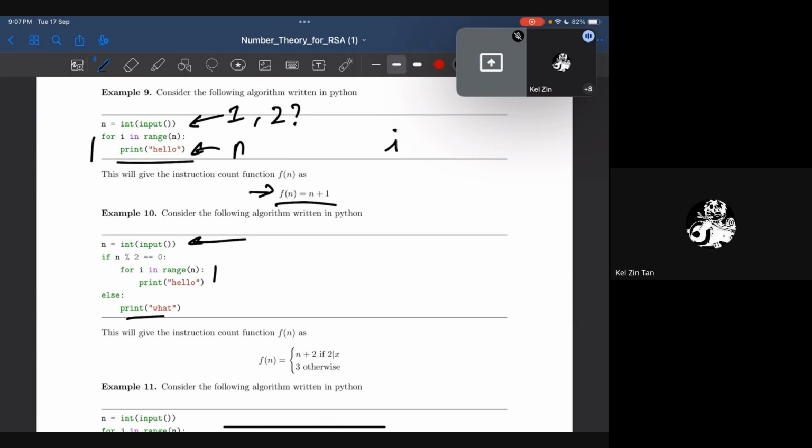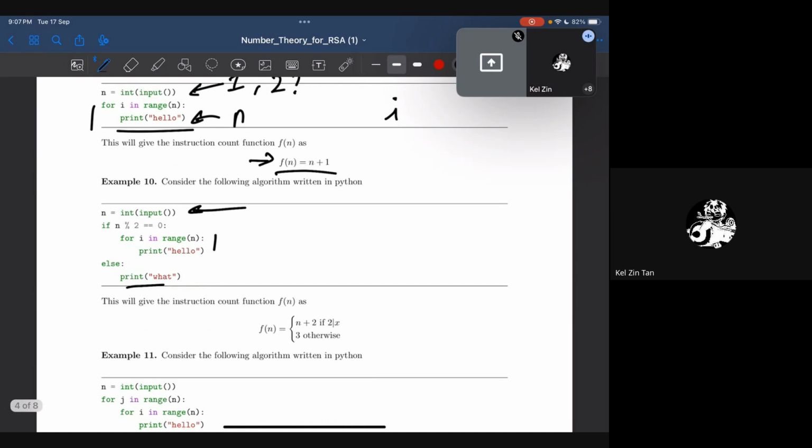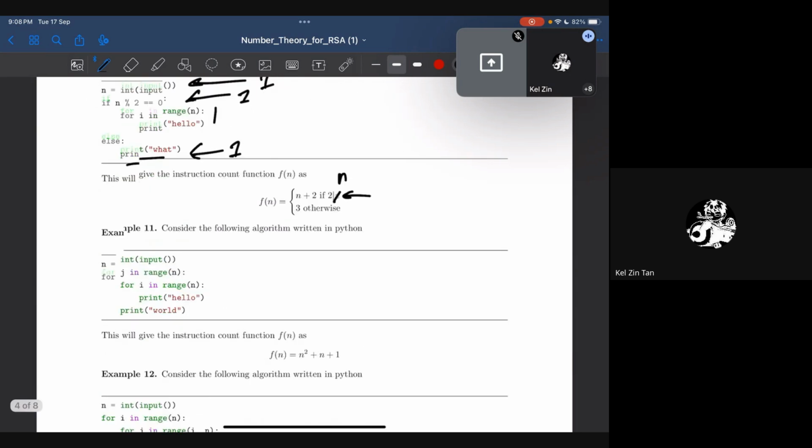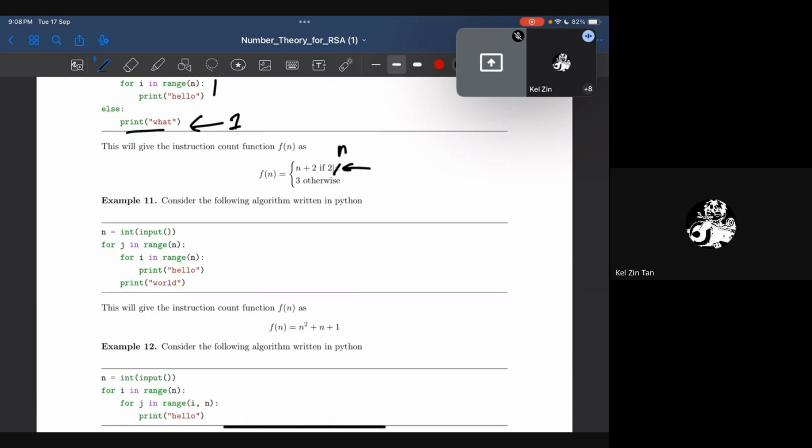Here it's even harder to define things, because if n modulo 2 is 0, which is the first part, then we have to do a looping. And if 2 does not divide n, then we just have 3 instructions, because if we consider this as 1 instruction, the for loop as 1 instruction, and this one as 1 instruction, then we only have 3 instructions, right? So it becomes like a case function already. You have different cases, different inputs, and different cases give different instruction counts, and it makes it even harder to write this down explicitly. So here we can look at another example, which is a double for loop.